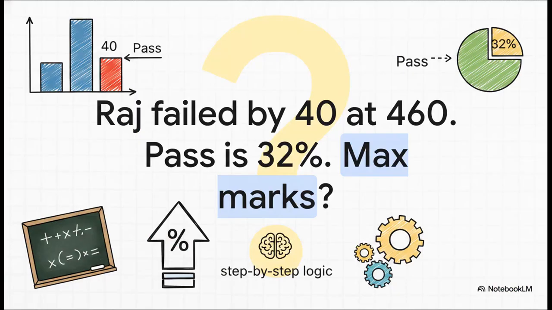All right, time to put it all together. Here is our final scenario. Raj took a test. He scored 460 marks, but unfortunately, he failed by 40 marks. We're also told that the passing percentage for this exam is 32%. So what are the maximum marks possible on this test? Take a quick second to think about how you'd set this up logically before we dive in.